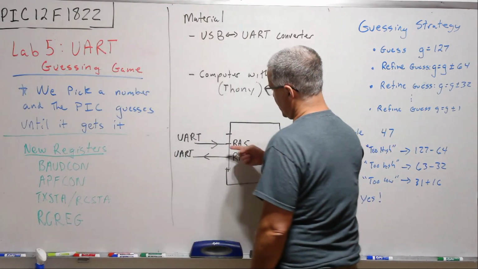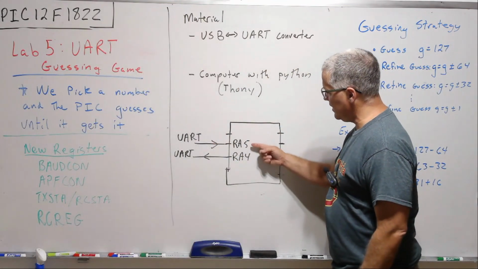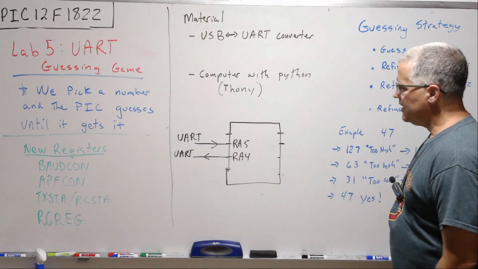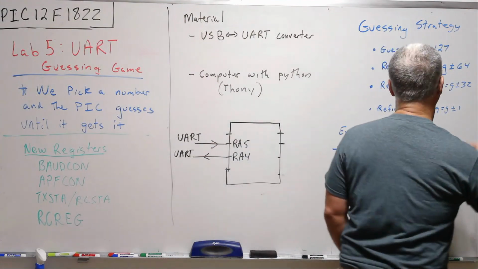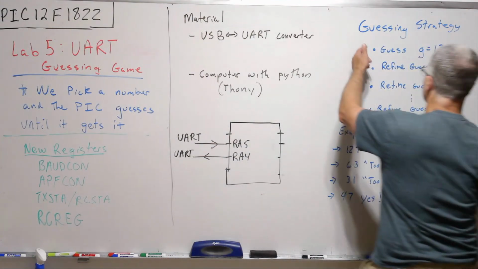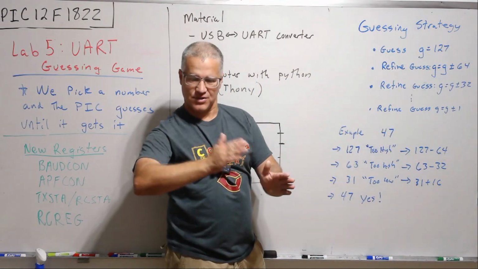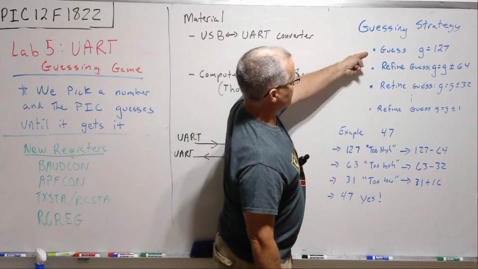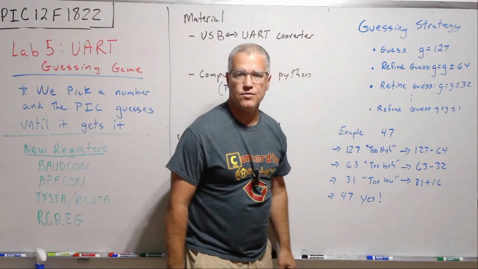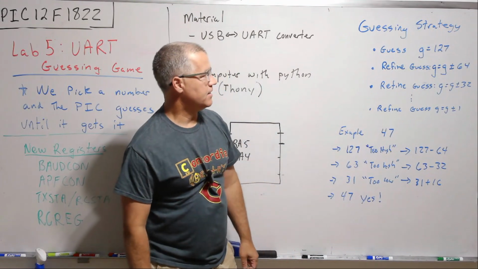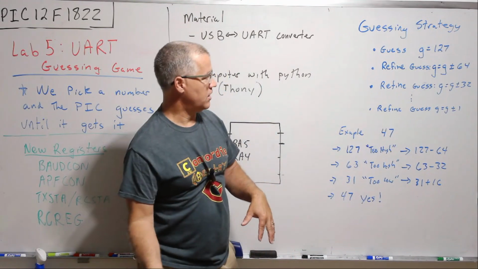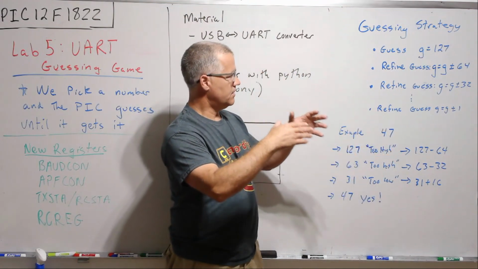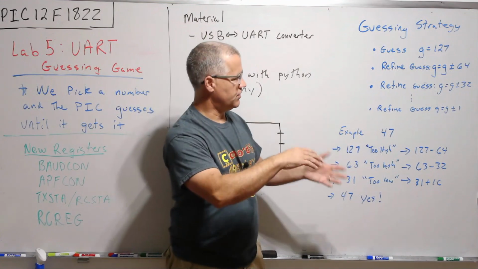All right, very simple. We're just going to use the UART in and the UART out on pins 5 and 4. Now, the guessing strategy, as you might expect, is very simple. The first guess will always be half, and then we're going to split the difference as we go, too high, too low. So we're going to guess 127, then we'll refine that guess by adding or subtracting 64, updating that guess as either 127 plus 64 or 127 minus 64.